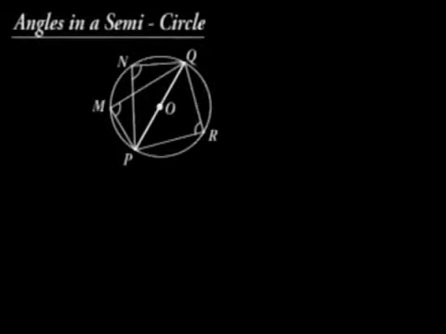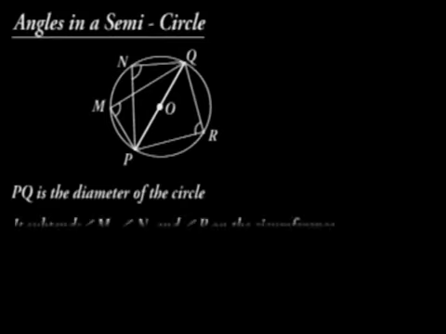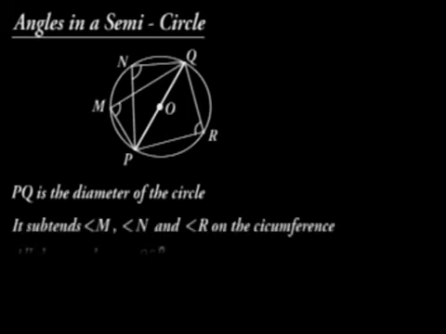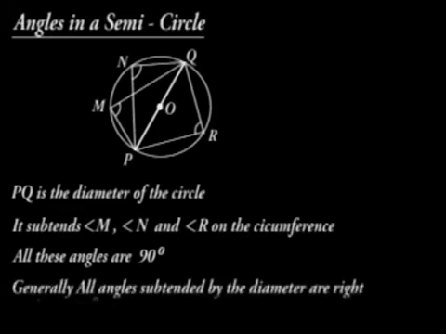Angles in a semicircle. PQ from the figure is a diameter of the circle. It subtends angles M, N, and R on the circumference. All these angles are 90 degrees. Generally, all angles subtended by the diameter are right-angled.